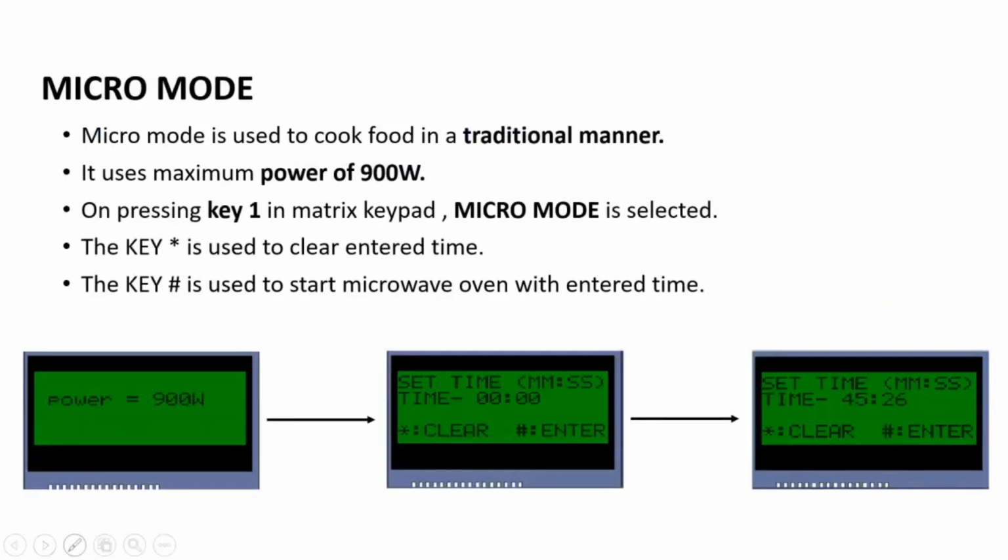First we will see the micro mode. Micro mode is used to cook food in a traditional manner. It uses the maximum power of 900 watt. On pressing key 1 in the matrix keypad, micro mode is selected. Here star is used to clear the timer and hash is used to enter or continue the process.